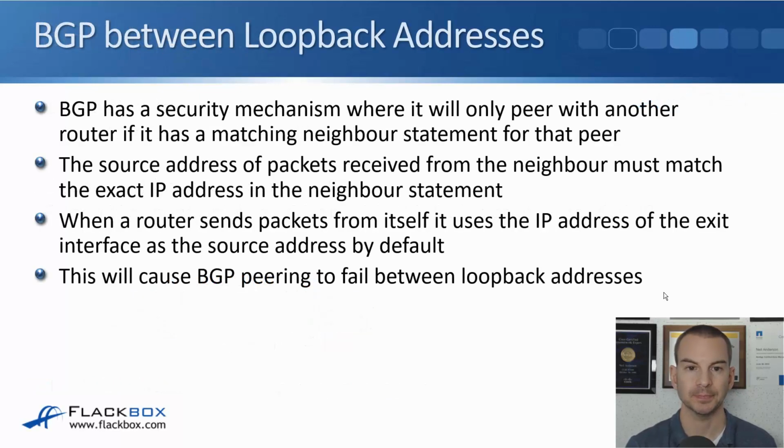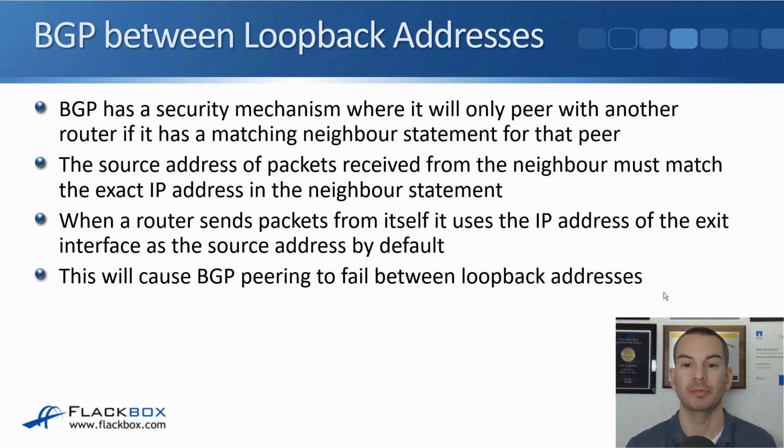Okay, next thing. BGP has a security mechanism where it will only peer with another router if it has a matching neighbor statement for that peer. And the source address of packets received from the neighbor must match the exact IP address in the neighbor statement. Again, you're going to see what this means explained better with a diagram on the next slide.